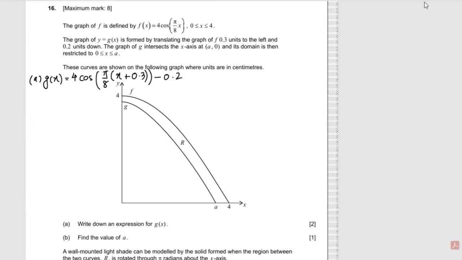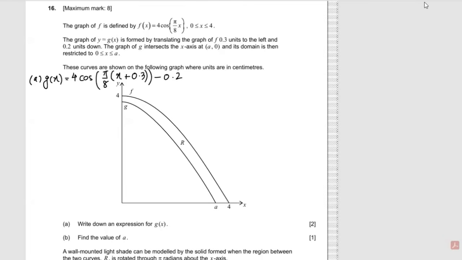So in function transformation, when something is moving left by 0.3, in the function you write a plus 0.3, and for downwards it's just a minus 0.2. So if you have not revised the function transformation properties lately, you should. Let's do part B, find the value of A.